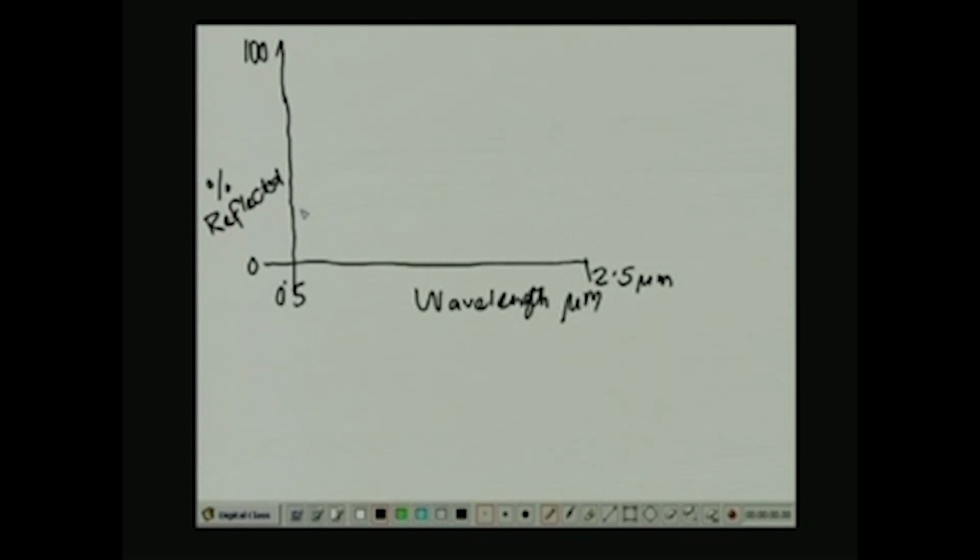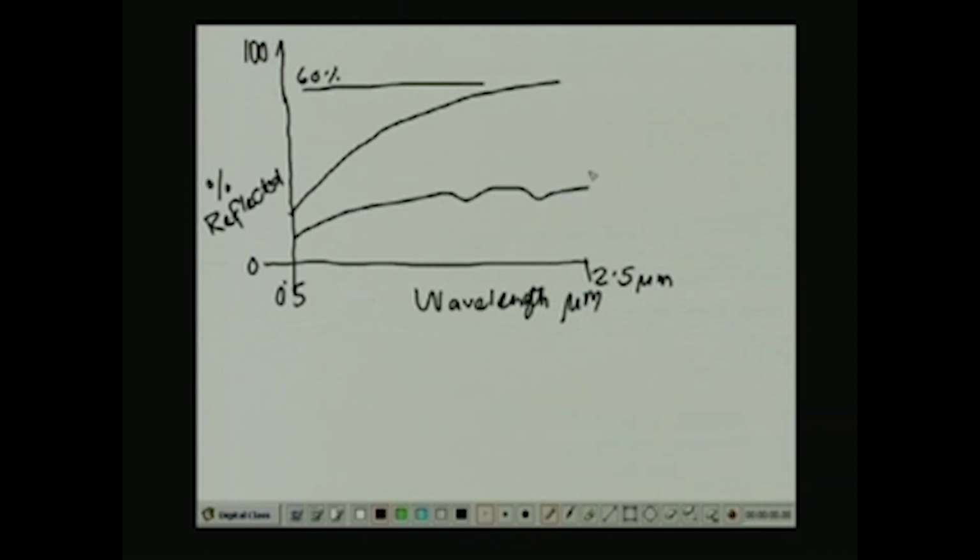Typically, the reflectance characteristic of dry sand is going to take a shape like this. The value where it saturates is approximately 60 to 70%. On the other hand, if you look at clay, clays are much less reflective than sand, and typically what you might get is a shape like that. So, this one is sand and the lower one is clay. Now, this one is dry sand, by the way.